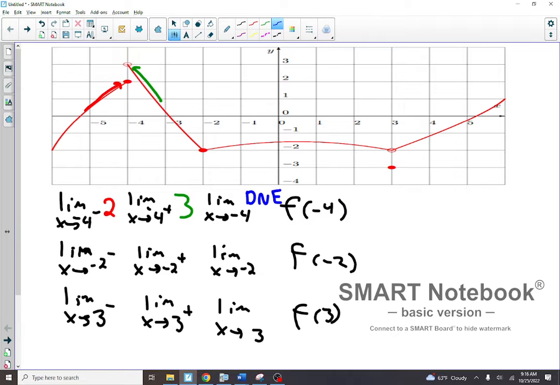And then f of negative 4. So where is the actual point at negative 4, right? 2. So y equals 2. What if there was another point on that line? We'll talk about that when we get to 3.